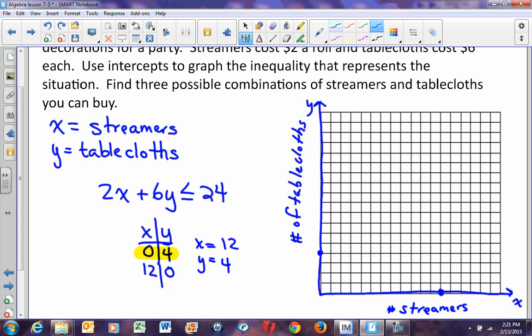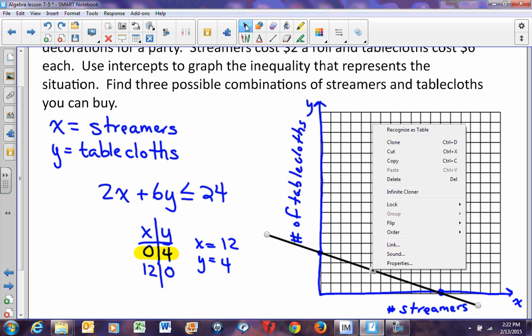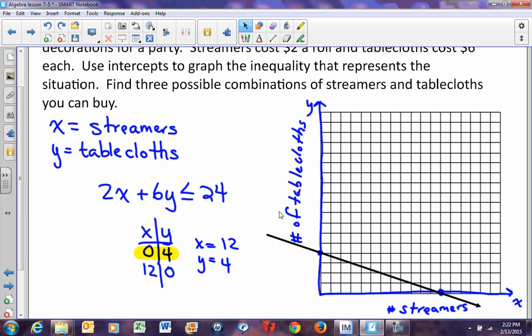I can draw my line now. And this is an equal to, so it's a solid line. Okay, so I need to be drawing a solid line here. Let me adjust my line. Lock it in place here, so it doesn't move when I'm playing with it. Now I can add arrowheads to it. Oops, I'll make my pen work. So there's my line.